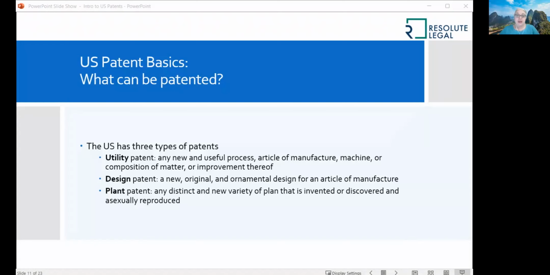And we also grant patents for new types of plants, which is any new and distinct variety of plant that is invented or discovered and asexually reproduced. So plant patents, which are a very, very small area of patenting, but very important. Rice that can be grown with much less water is protected by a plant patent. Variations of flowers and their colorings are protected by plant patents. But the overwhelming majority of patents in the United States are utility patents, those things that cover processes, manufactures, machines, and compositions of matter.